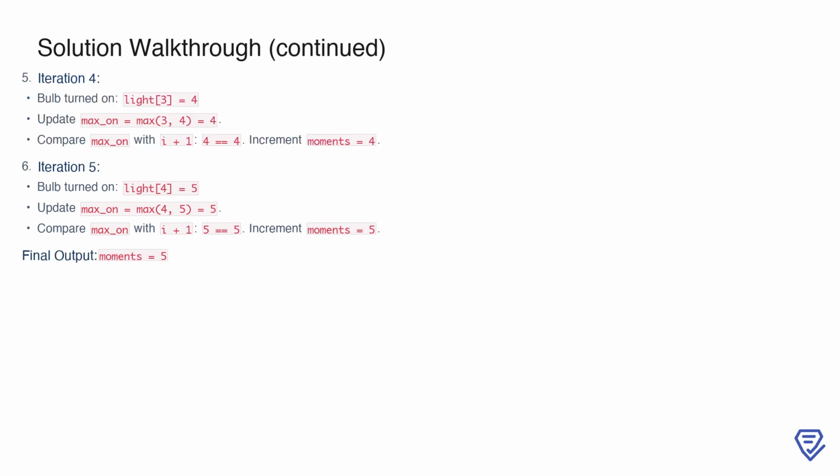In the fourth iteration, bulb 4 is turned on. Max_on updates to 4, and it equals i+1, which is 4. This indicates that all bulbs up to 4 are blue, so we increment moments to 4. Finally, in the fifth iteration, bulb 5 is turned on. Max_on becomes 5, and it matches i+1, which is 5. All bulbs from 1 to 5 are now blue, so we increment moments to 5.